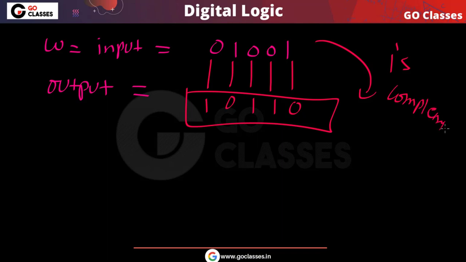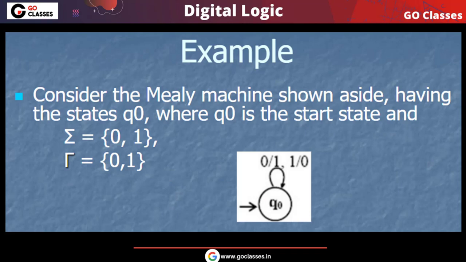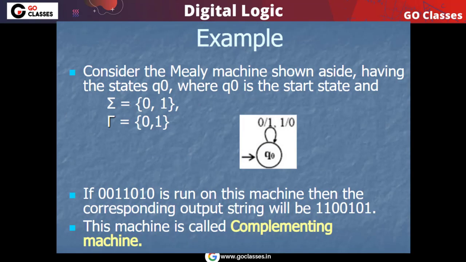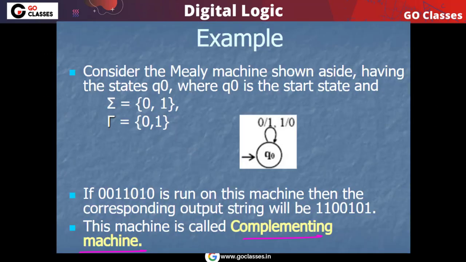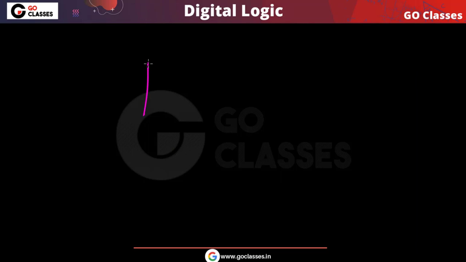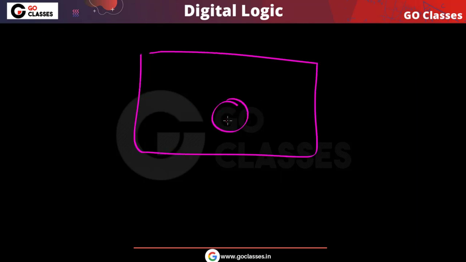So this Mealy machine is computing the 1's complement. This machine is called a complementing machine, actually, because this is giving you the 1's complement. This machine is computing the 1's complement of the input string. So whatever input string you give, the output will be its 1's complement. This is your machine: if 0 comes, output should be 1, and if 1 comes, output should be 0.